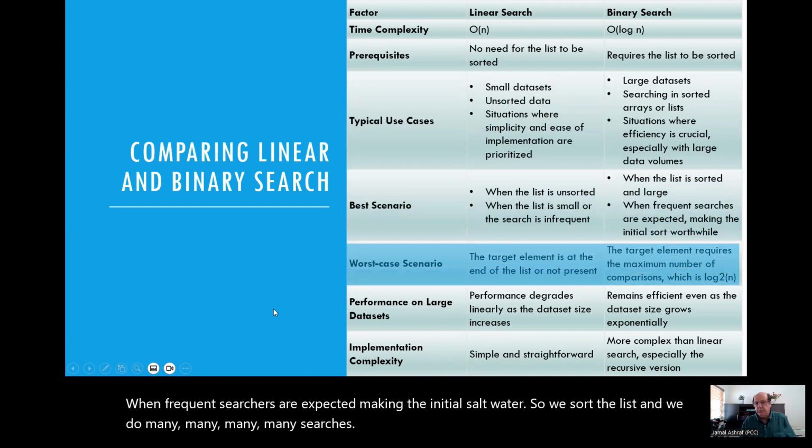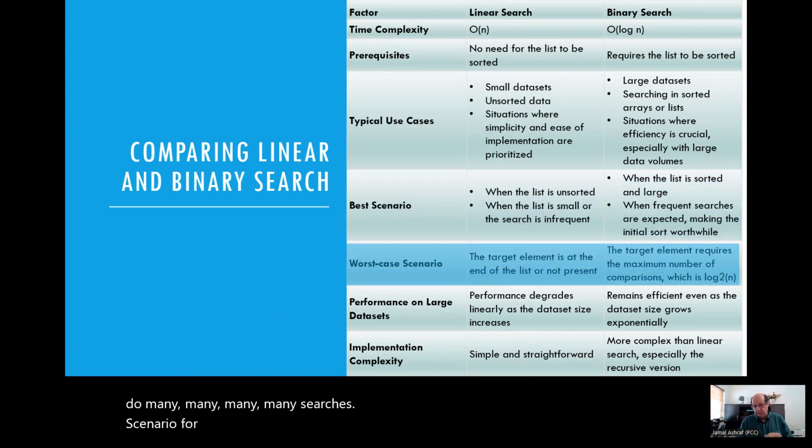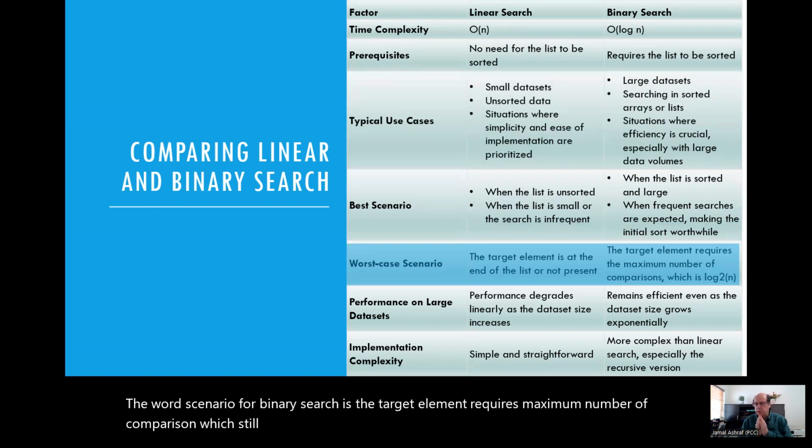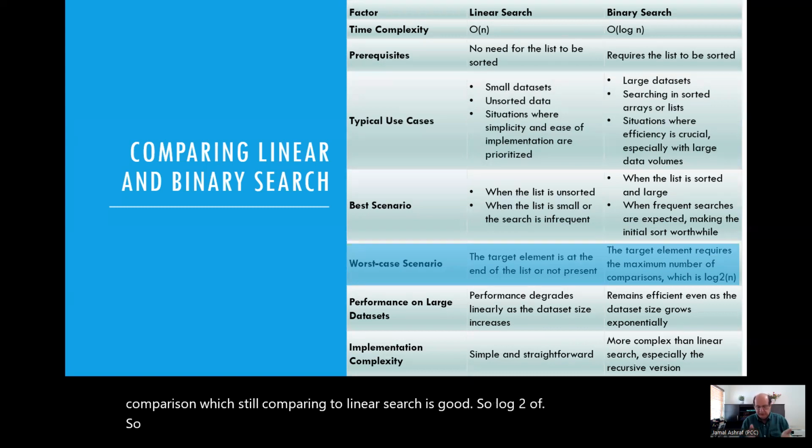Worst case scenario for the linear search is if the element is at the end or it's not there. The worst scenario for binary search is the target element requires the maximum number of comparisons, which, still comparing to linear search, is good. So log 2 of n. So we can actually sit down and calculate these depending on the estimated number of elements we have in our data set.